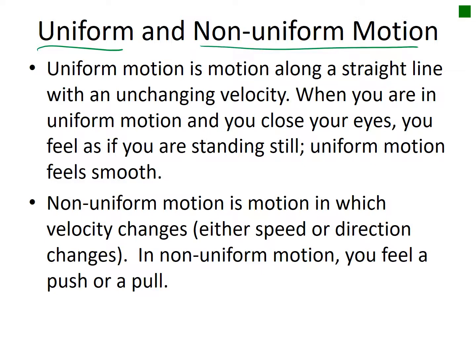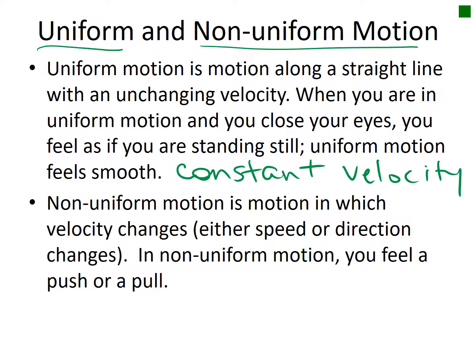So uniform motion is motion along a straight line with an unchanging velocity. When you are in uniform motion and you close your eyes, you feel as if you're standing still. Uniform motion feels smooth, and the reason it feels smooth is because you are moving at constant velocity.